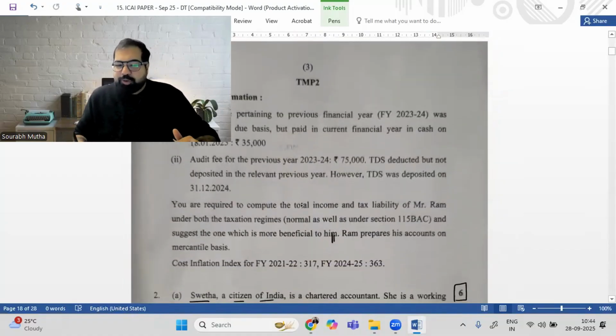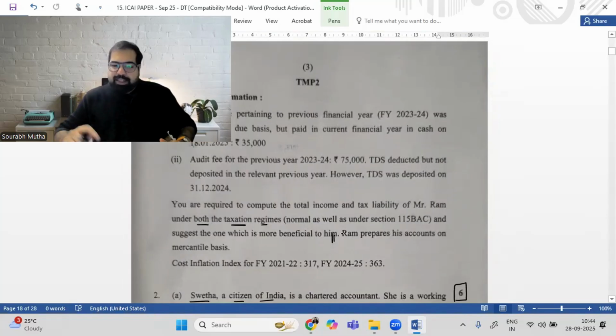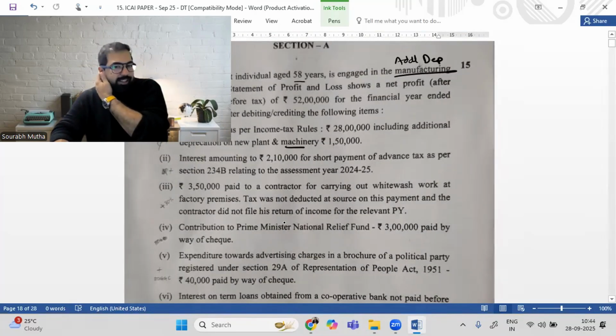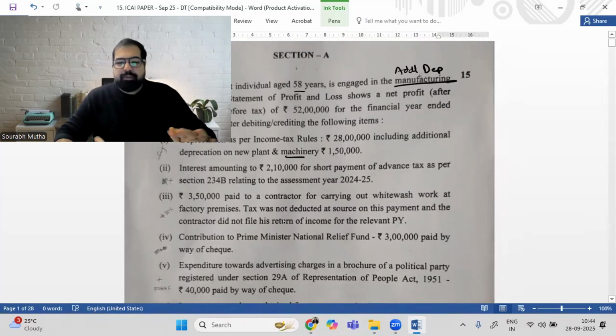You're required to compute the total income and tax liability of Ram under both the regimes. So first we'll do it as per the old regime and then we'll convert it as per the new regime. Let's see. And they've also given us CII. In the end, I'll tell you why the CII was given, but right now let's focus on this question. We will first focus on the 52 lakh, which is the starting point.